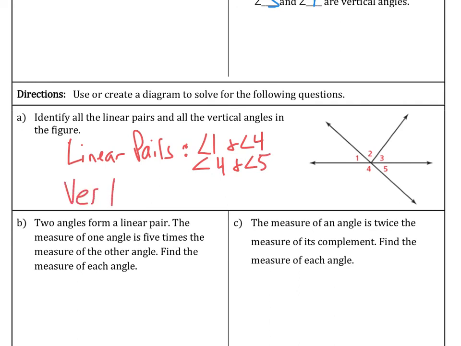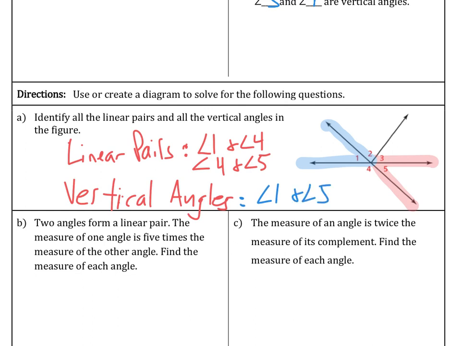And then when we're talking vertical angles, they are opposite of each other. They are made by two intersecting lines. So if we look at 5 here, opposite of 5 is angle 1. Notice that those two angles are made by intersecting lines. That line right there and that line right there. So we have angle 1 and angle 5. And that's actually the only vertical angles in this drawing. All right?